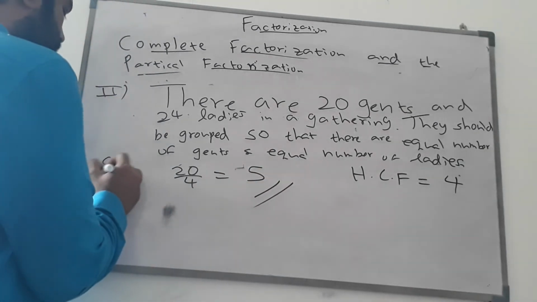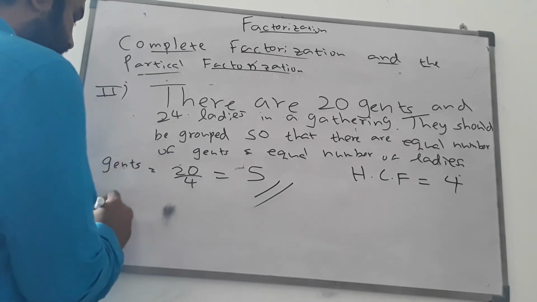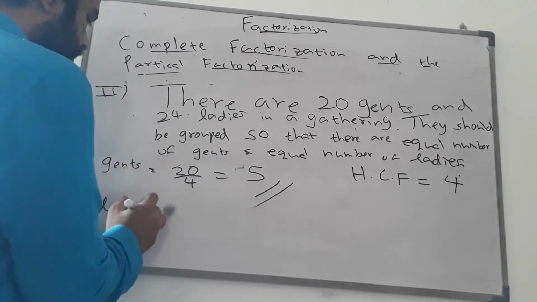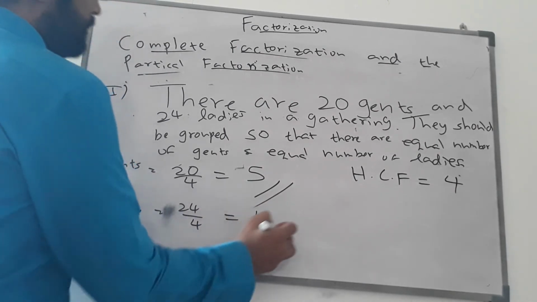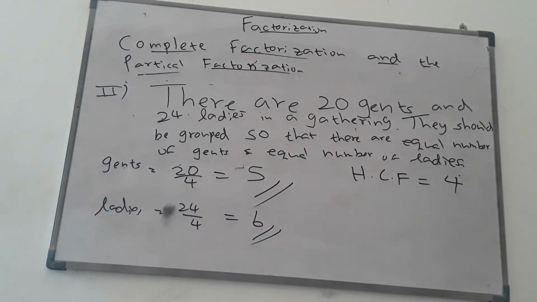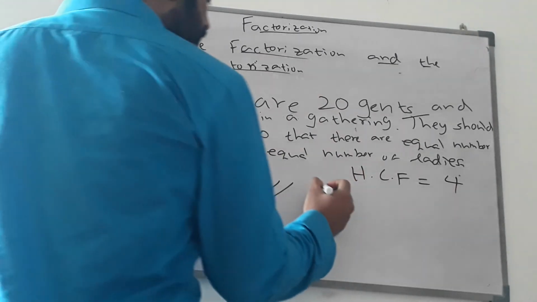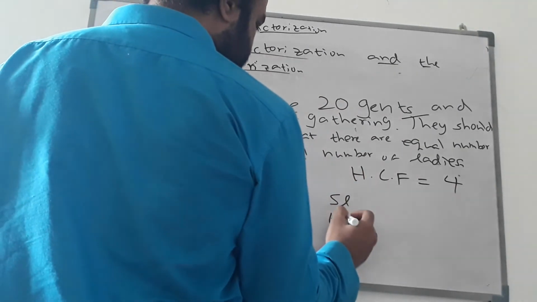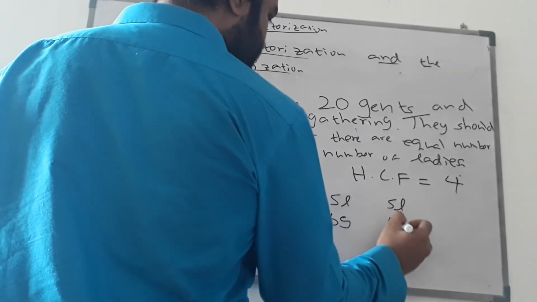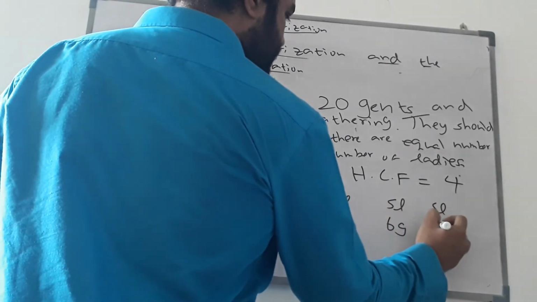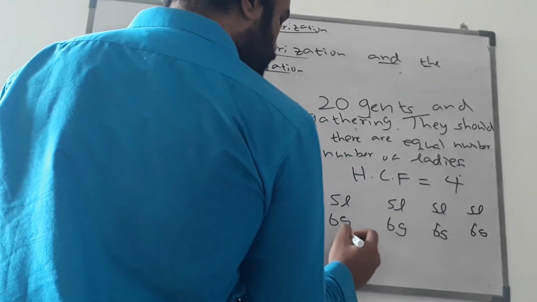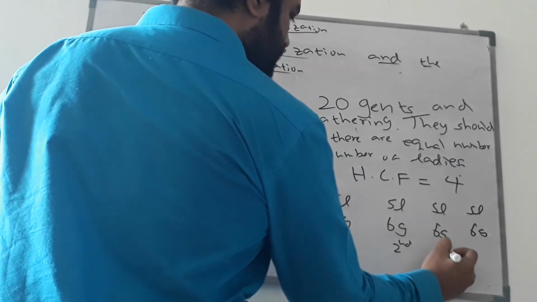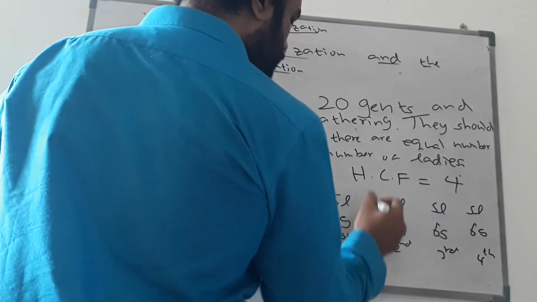This is gents. So ladies means you have to divide 24 by 4. So the number of ladies in each group means 6. So we can divide into 4 rows of 5 gents and 6 ladies. 5 gents and 6 ladies. This is the first group. This is the second group. This is the third group, and this is the fourth group.